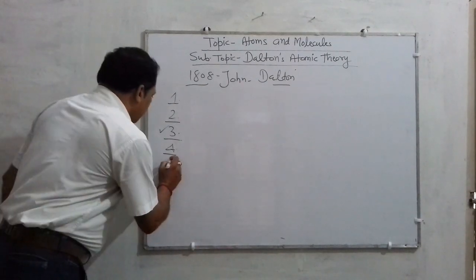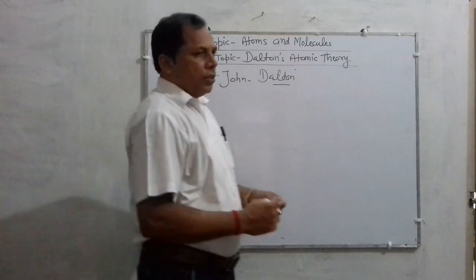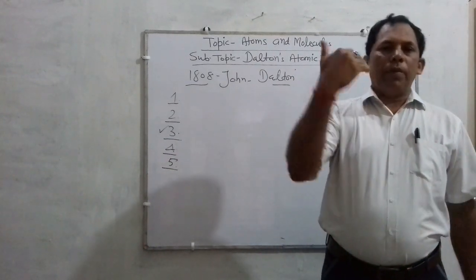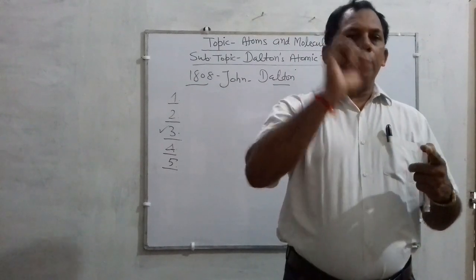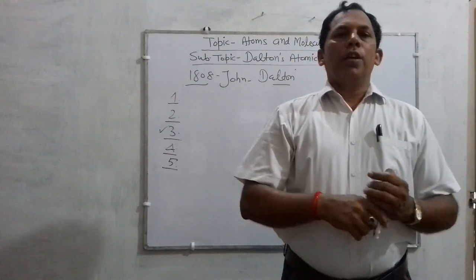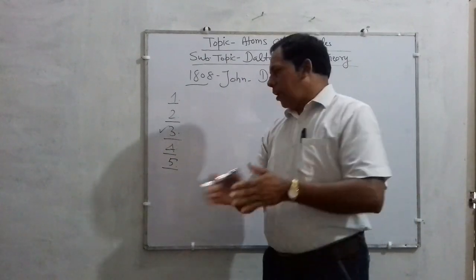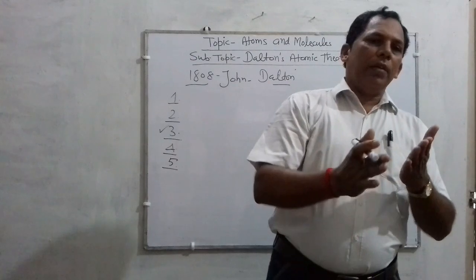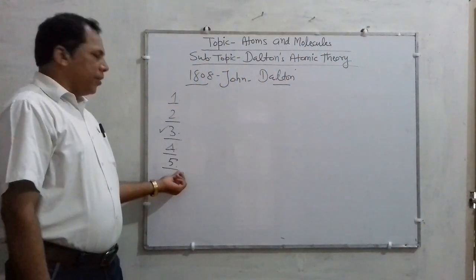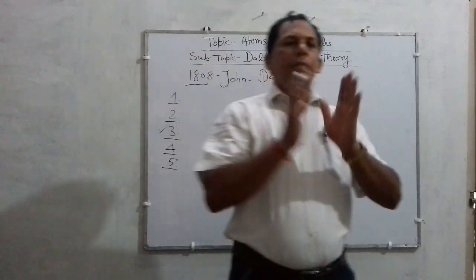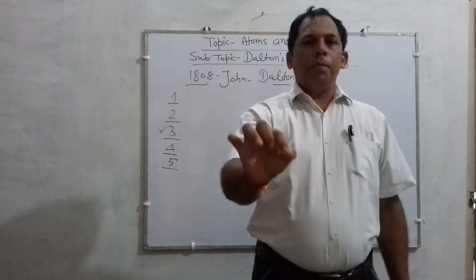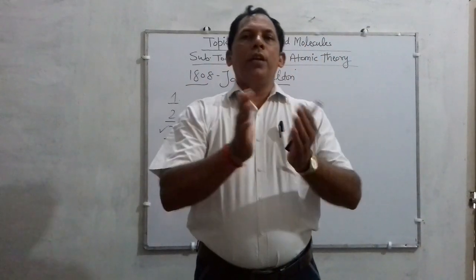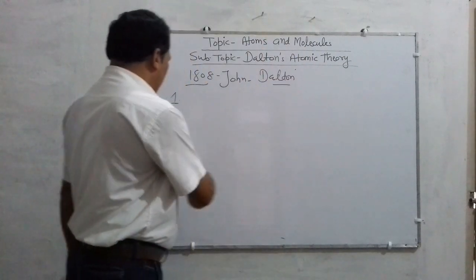The next postulate states that the atom of one element differs from the atom of another element in all respects. The meaning behind this statement is that if two atoms of different elements are taken, they will differ in shape, size and mass, and their chemical properties will also differ.